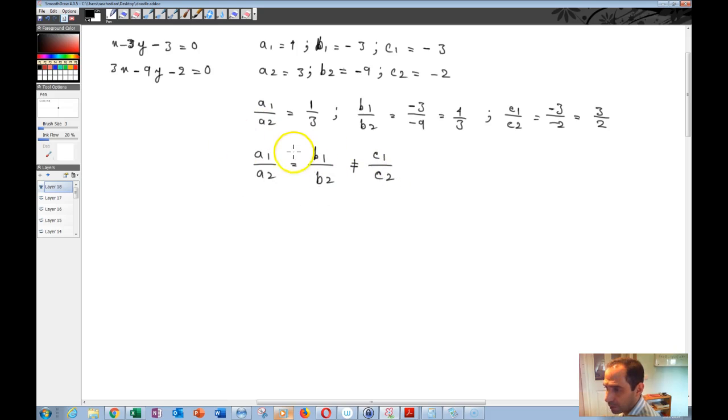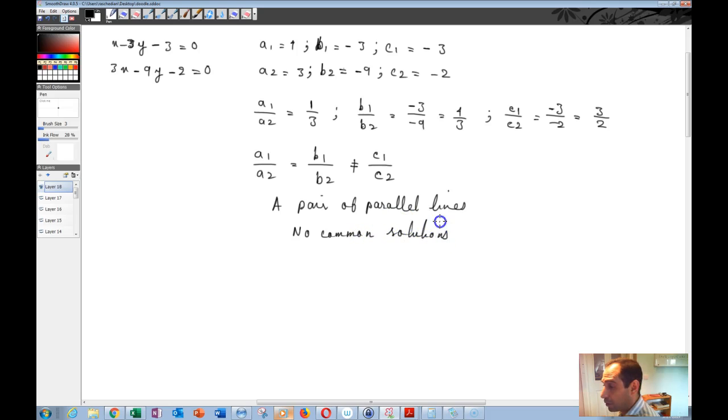That means that you have a pair of parallel lines. And a pair of parallel lines has basically no common solutions. No common solutions, that means that you don't have to bother about solving the problem. There is simply no solution in the first place.